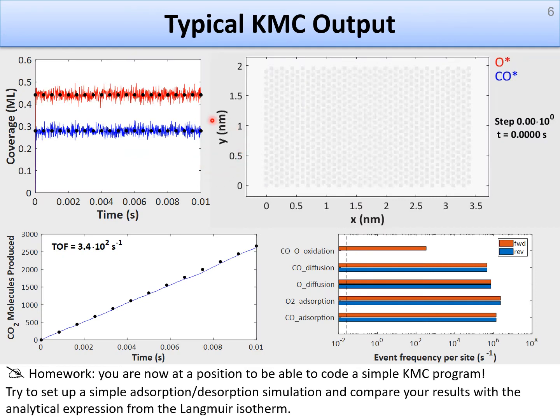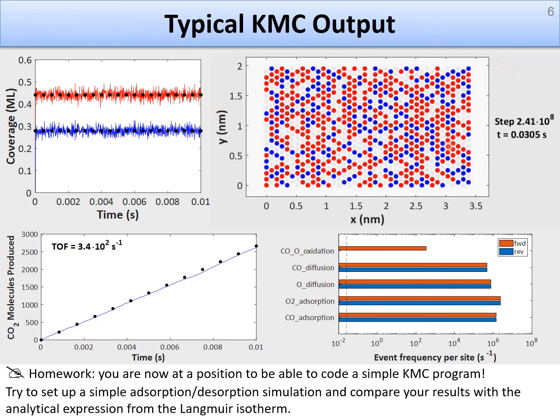Typical Kinetic Monte Carlo output is shown here for a very simple reaction by which oxygen from the gas phase comes over to the surface via dissociative adsorption, and then CO comes over from the gas phase to the surface via non-dissociative adsorption, and then these two adsorbates can react and give off CO2 in the gas phase. So here we plot the coverages of oxygen and CO, oxygen with red, CO with blue. And we see that there are some fluctuations, of course, because of the stochastic nature of the simulation.